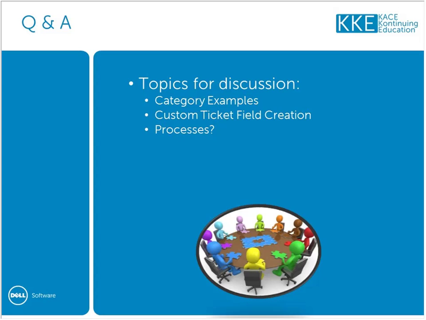Okay, looks like Mark's got a couple questions. We have a required field on all tickets requiring that a submitter's division or department, whatever, is manually chosen by the person profiling the ticket. Is there a way to use labels to automatically have KACE select the correct division based on the submitter's name?